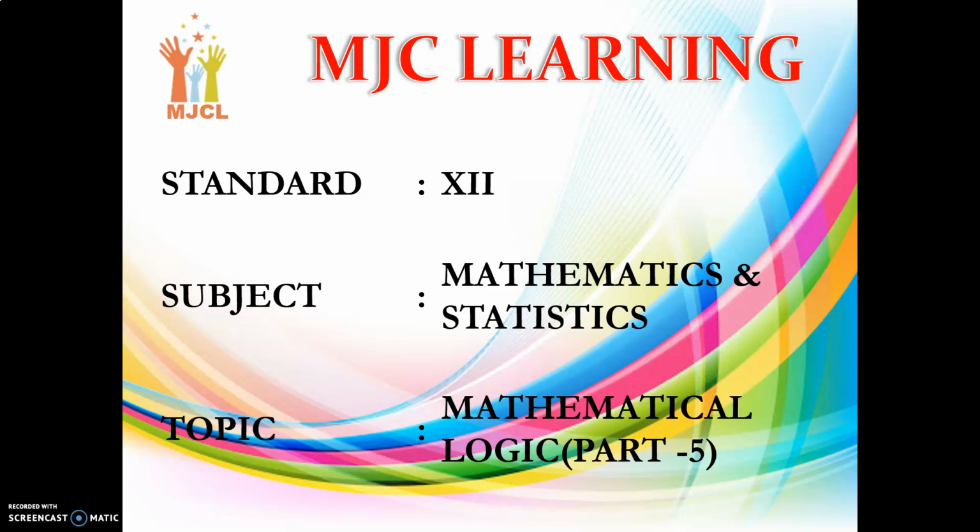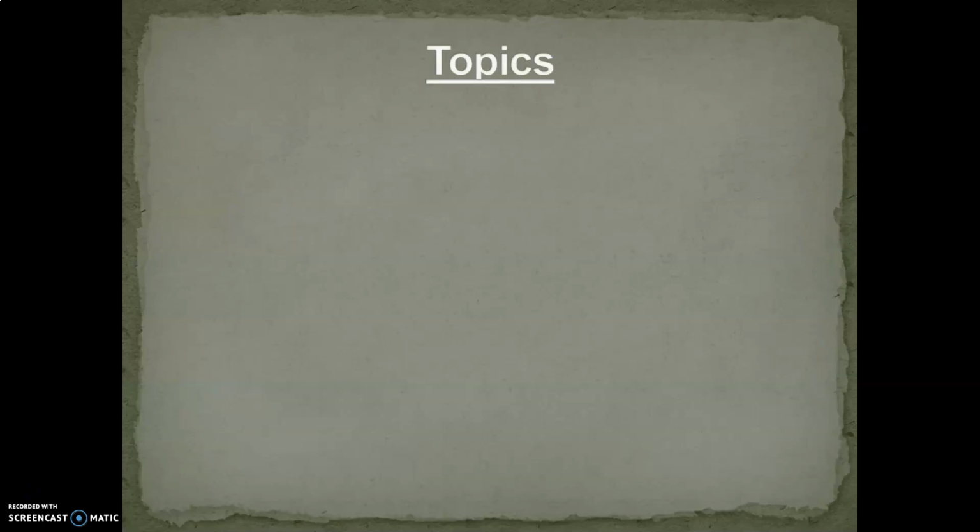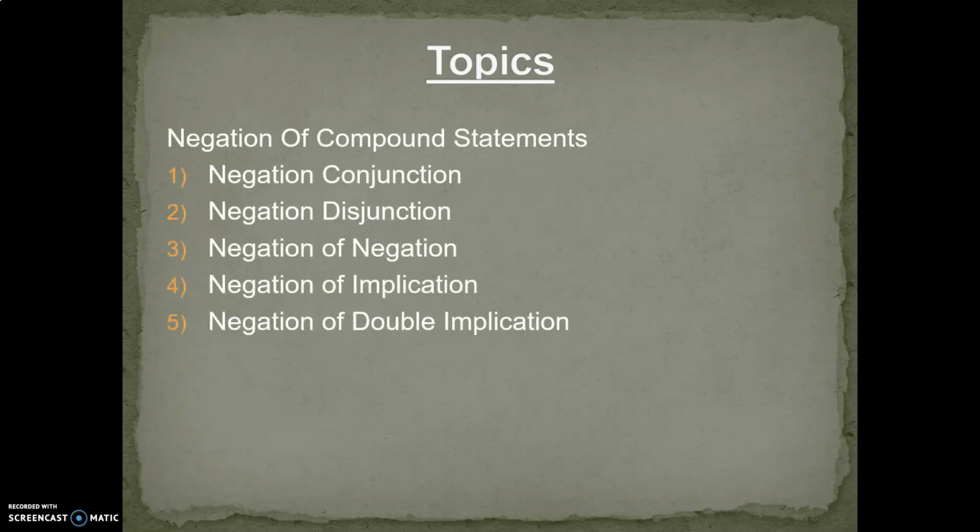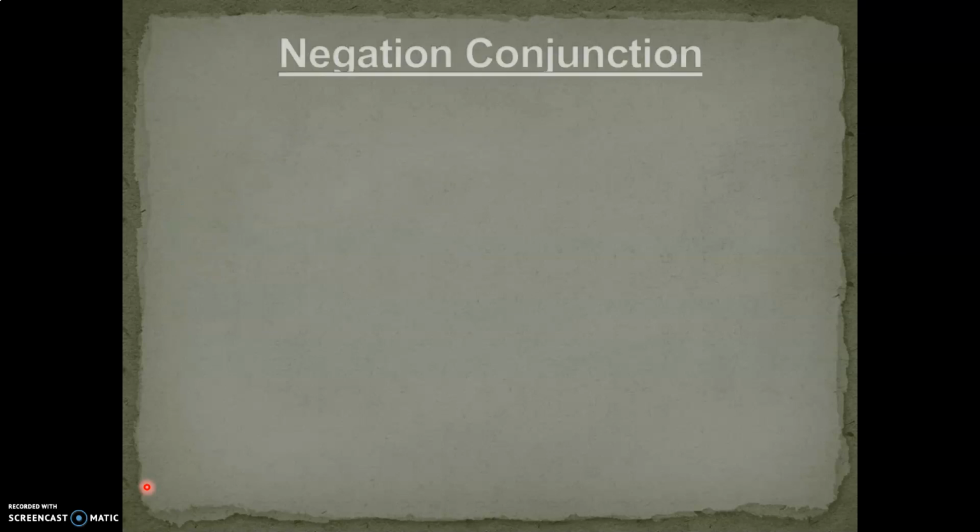I am Manju Dilip. Today I am going to start with 12th Standard Mathematics Paper 1, First Chapter, Mathematical Logic, Part 5. We already studied quantifiers, quantified statements, dual, etc. in the previous video. So today we'll start with the topics negation of compound statements. First one is negation of conjunction, negation of disjunction, negation of negation, negation of implication, negation of double implication, etc. So today we'll start with the first topic, negation of conjunction.